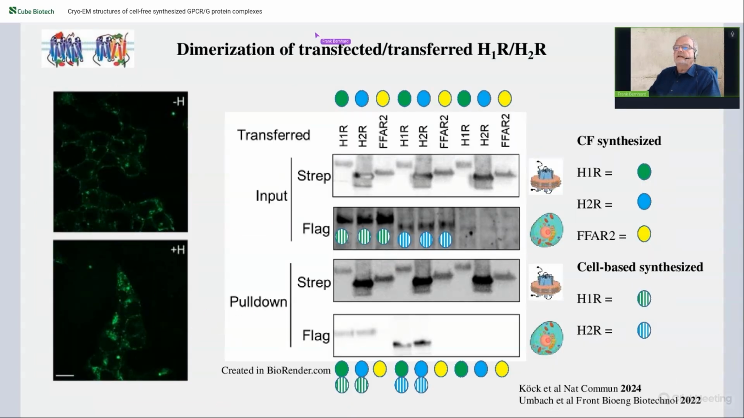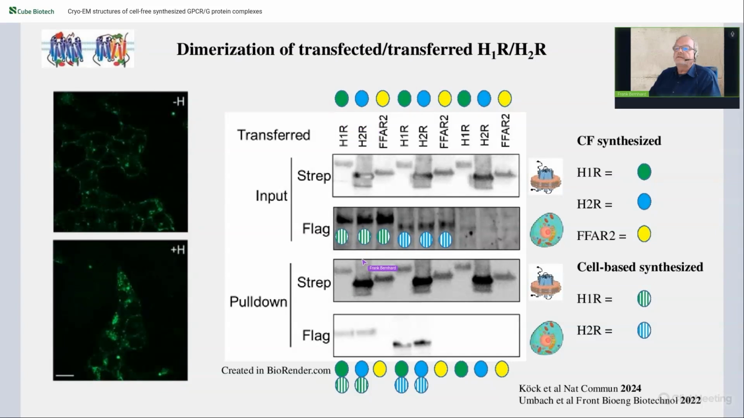The same was done with the histamine 1 and 2 receptors. Again, here you have the transfer with MHE derivatives. If you add the agonist histamine, you also see that they are internalized. So obviously the transferred cell-free synthesized GPCRs are also phosphorylated. And again, here we made the pull-down with previous transfection of the cells, pull-down with Strep, and again we have a pull-down of the transfected and cell-based synthesized GPCRs.